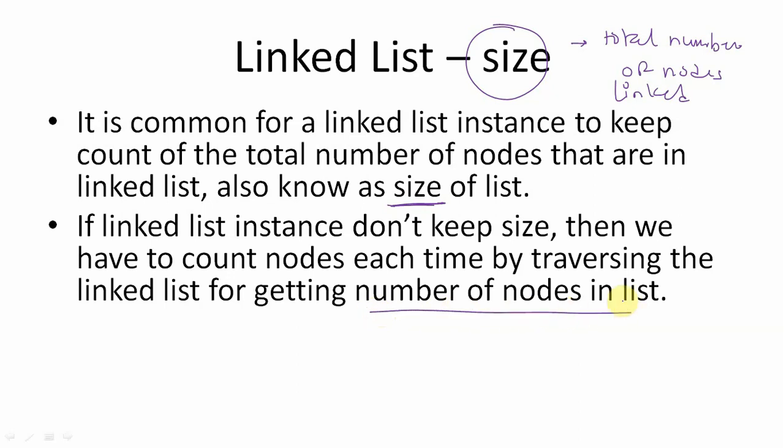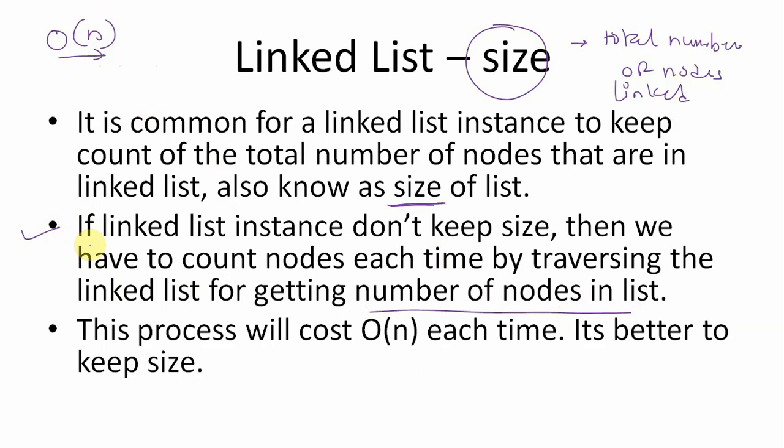Now, you want to traverse. Earlier, in getting the last node we were traversing and getting O of n complexity. So again, for getting the number of nodes in the linked list we get O of n complexity. So this process will cost O of n each time. It's better to keep size.